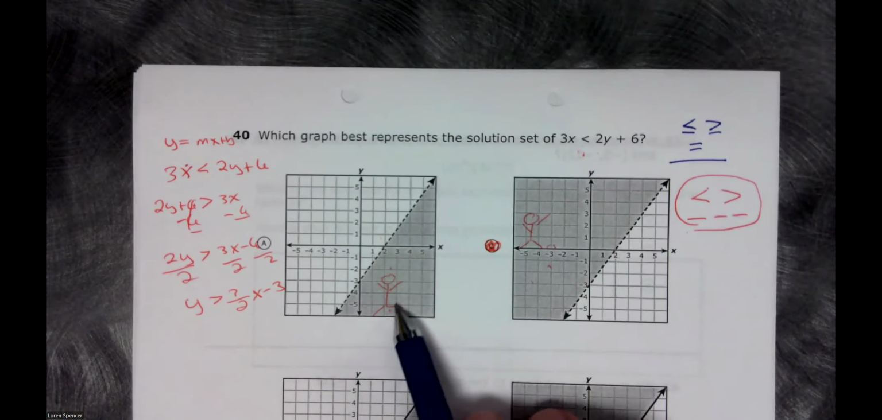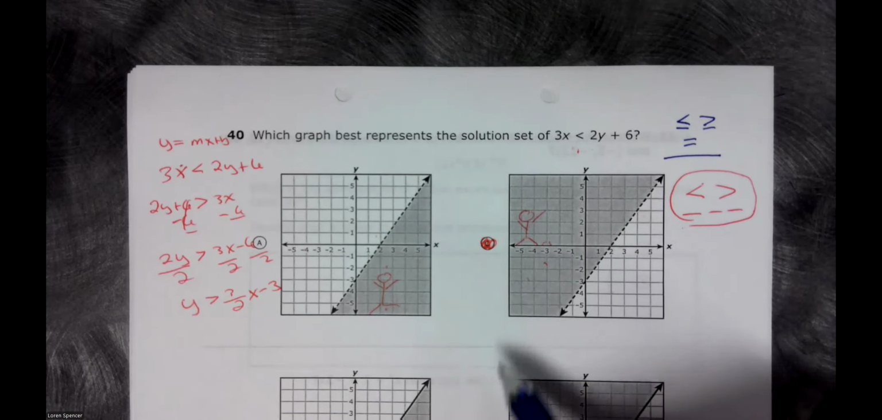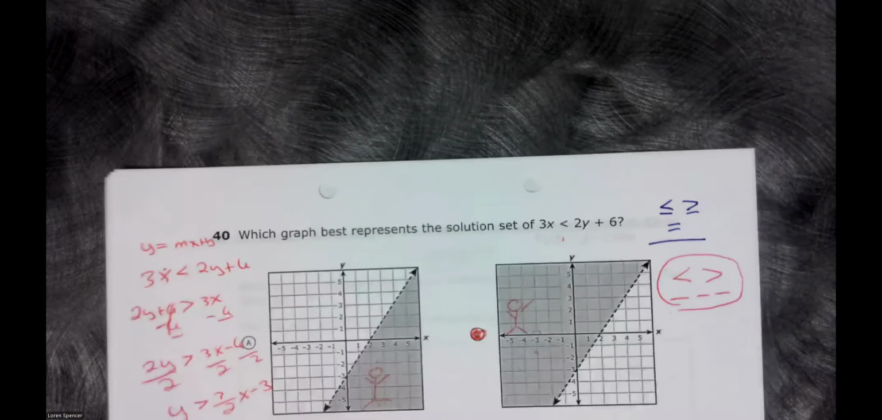Okay, we can work this one of two ways, but we do need to get it into y equals mx plus b. Most important thing, though, is right off. If I see this symbol, I know I have to have a dashed line, so that narrows it down to 2.